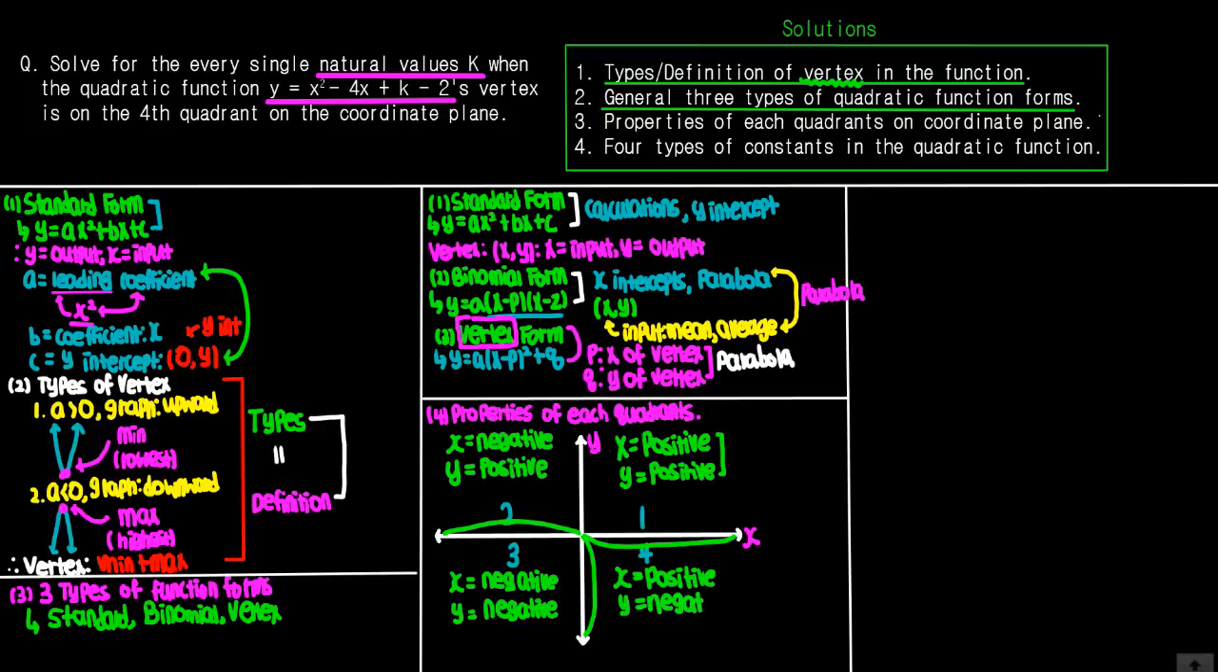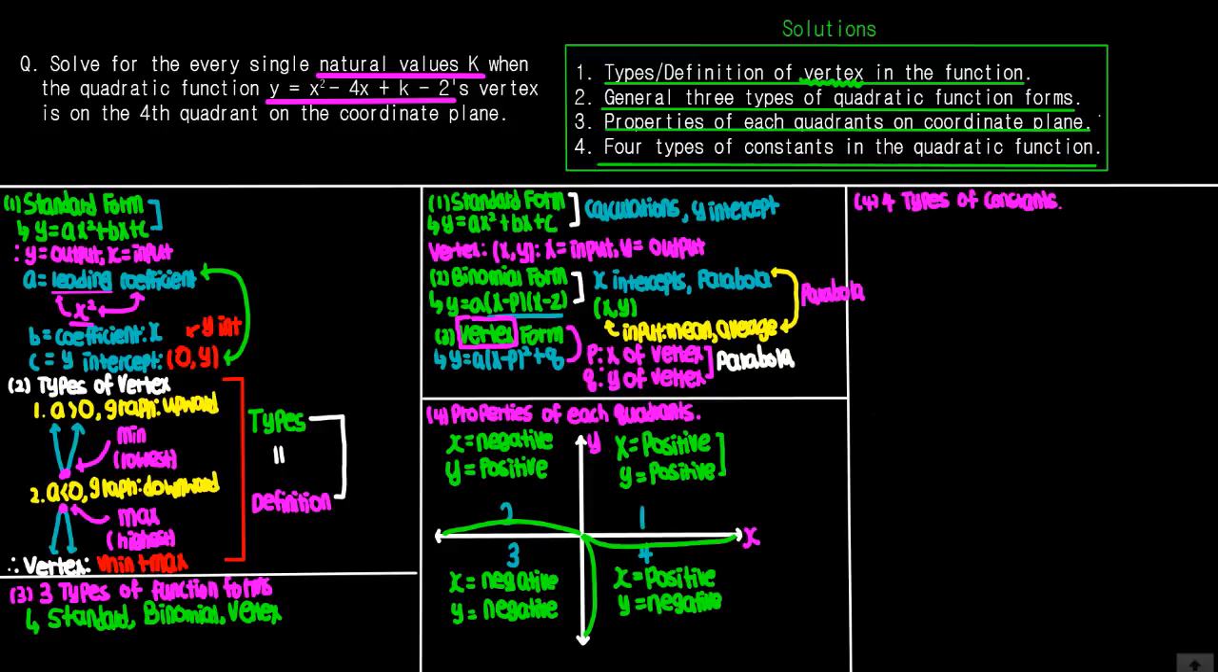So from here, we thought about the fourth quadrant, 1, 2, 3, 4, and we talked about the variable signs as the properties of each quadrant. And this was the third solution to approach these questions. And we have the last one, which is the 4 types of constants in the quadratic function that we use.